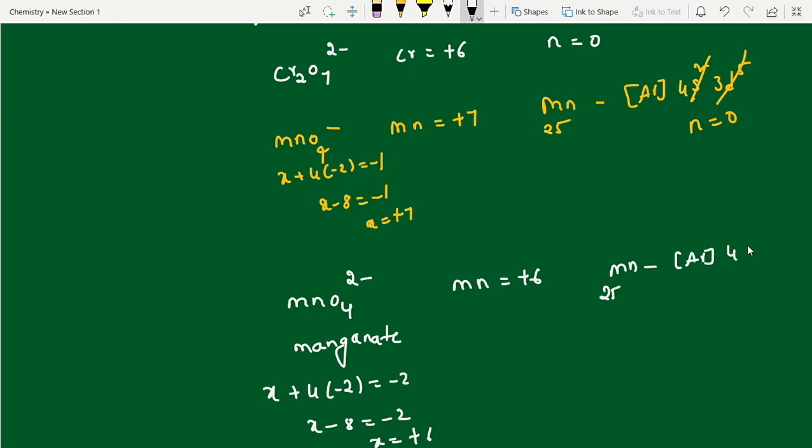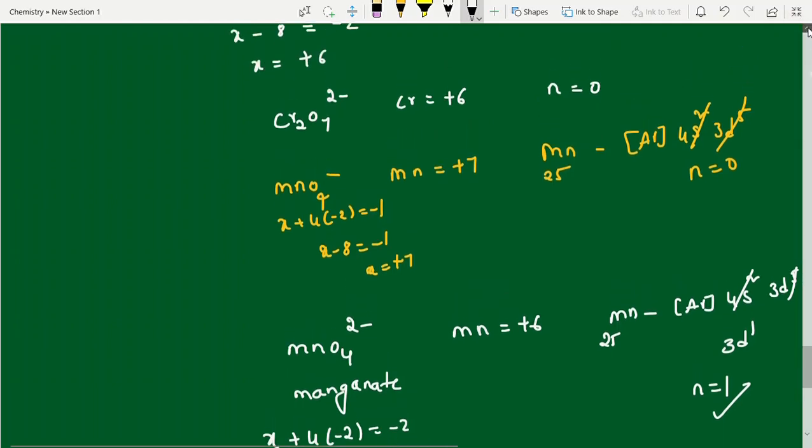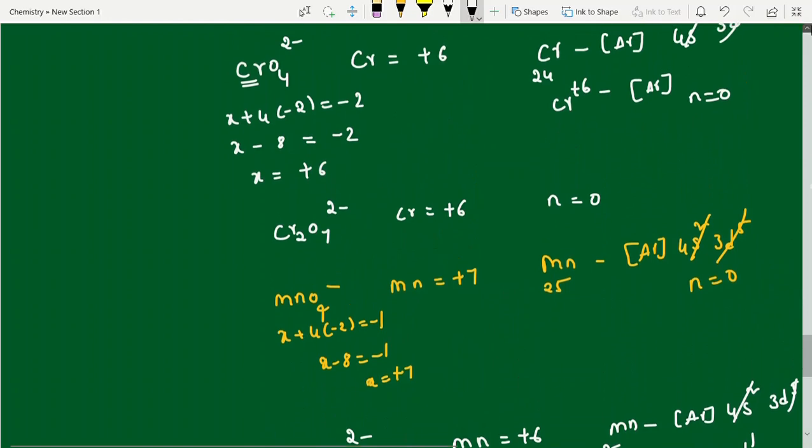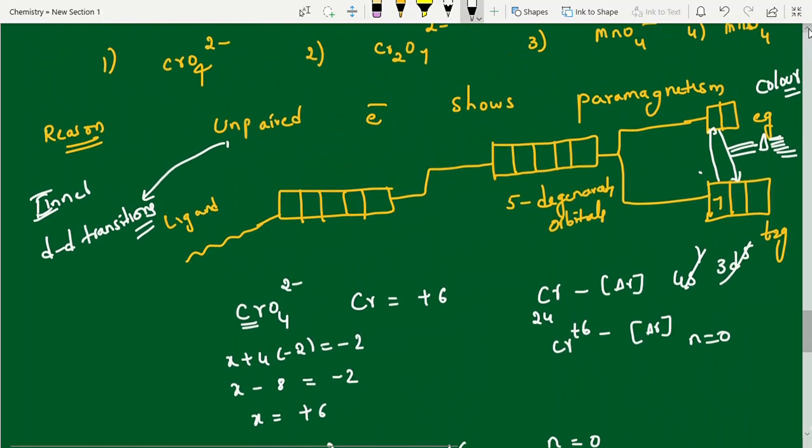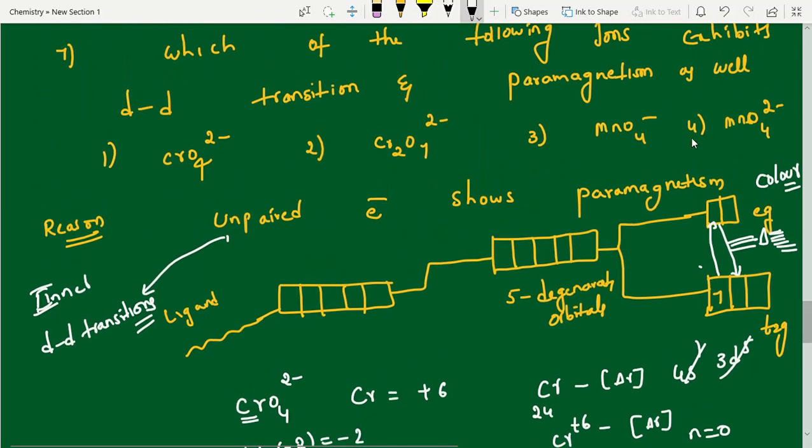Now Mn, take it to argon 4s2 3d5. Here 2 electrons gone and the remaining 4 electrons are here, the rest is 3d1. n equal to 1. At least one unpaired electron is there. It will go for d-d transition, and paramagnetism also it can show. Clear, students? So finally, what is our answer here? Yes, the last option, that is the manganate ion. Permanganate or manganate? Manganate ion. This is your answer. Clear?